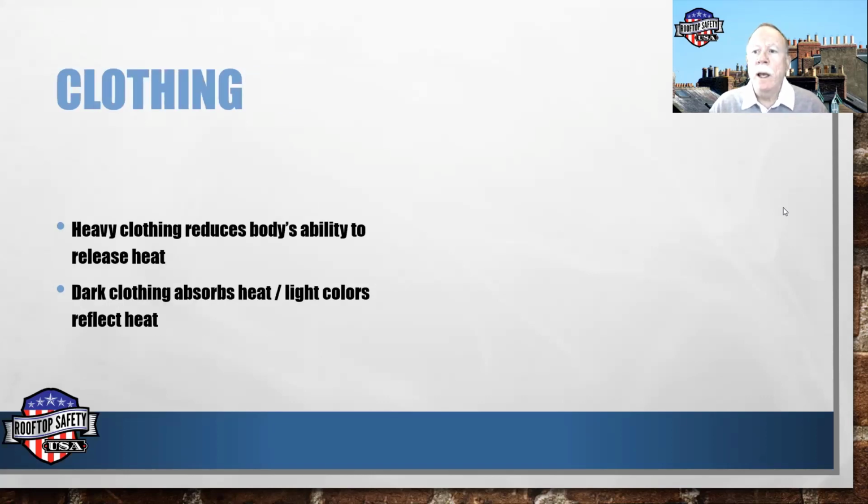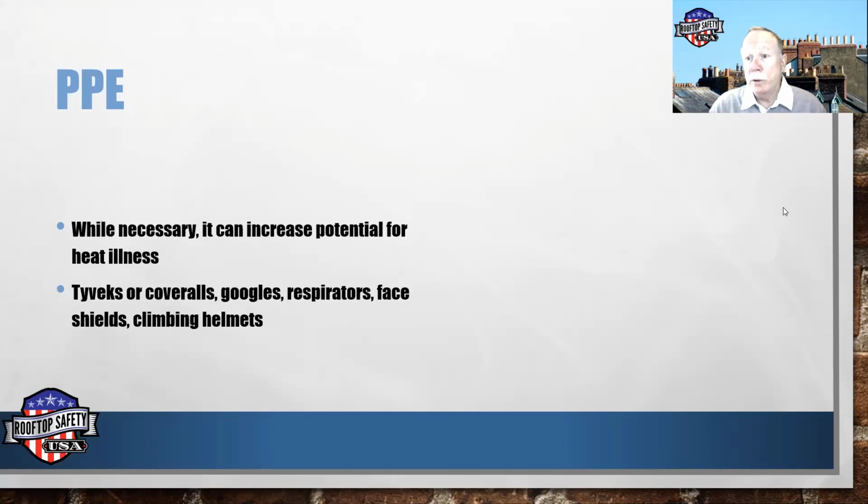Consider the clothing that you're wearing. Heavy clothing reduces the body's ability to release heat. Dark clothing absorbs heat, while light colors help reflect heat. And PPE, your personal protective gear, is certainly necessary, but it can increase the potential for heat illness. Tyvek suits or coveralls, goggles, respirators, face shields, hard hats or climbing helmets, all of that somewhat slows down your body's ability to shed heat. So you need to plan for it. If you're working in a hot area with a lot of protective clothing on, you need to factor that into your hydration planning, your rest breaks, your work activity planning.